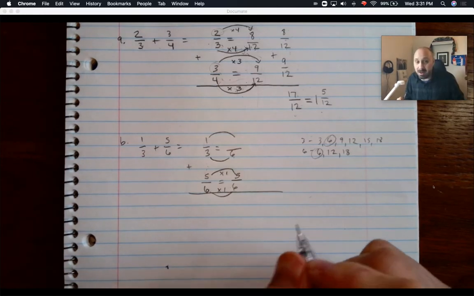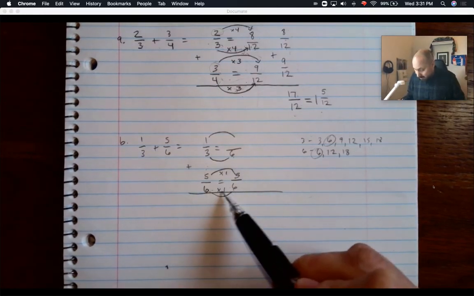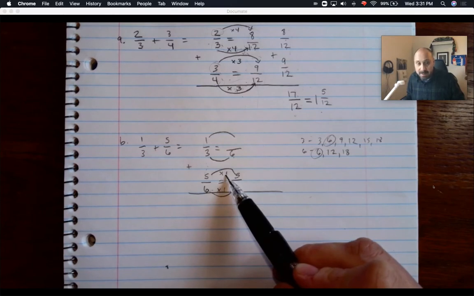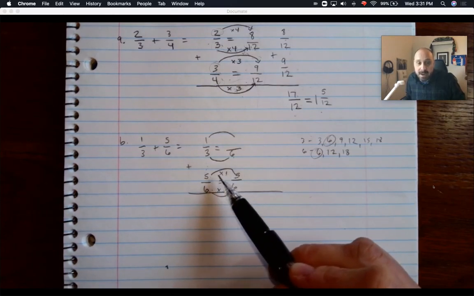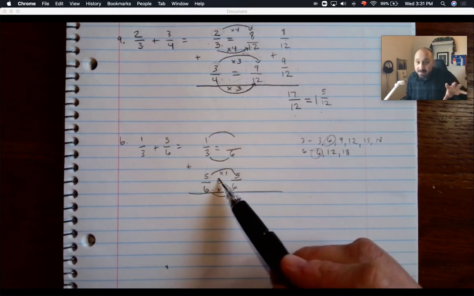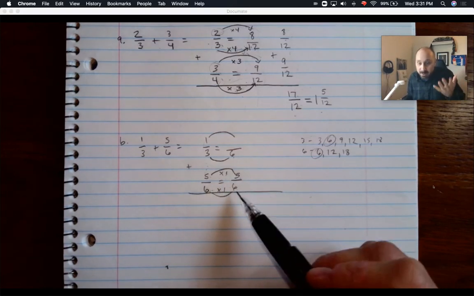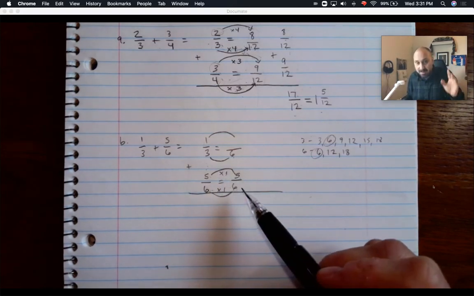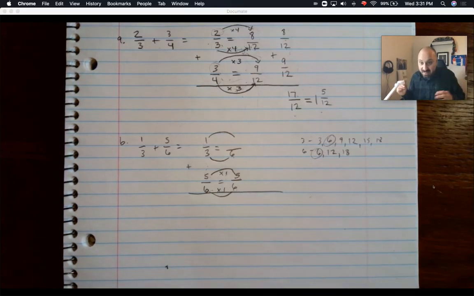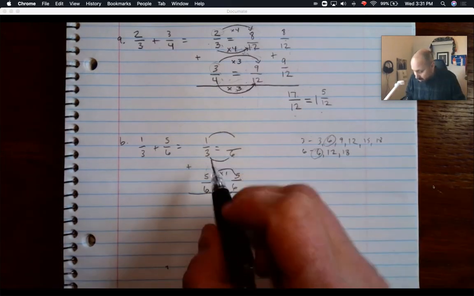Then it's on. All right, so 6 times 1 is 6, so we have to multiply the same thing at the numerator. 5 times 1 is 5. So really, 5/6 stays the same because our common multiple was already 6. So 5/6 just stays. That's nice. But this one might change.